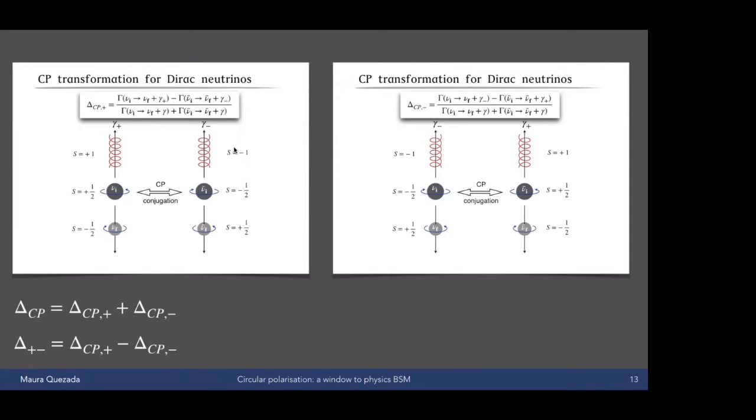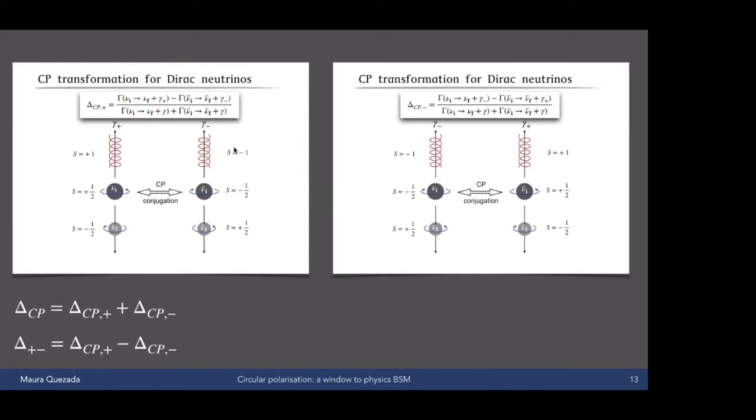And if we apply CP conjugation to this process, we will have an antineutrino, and this antineutrino will have spin minus 1/2. Because of conservation of the angular momentum along this z-axis, the photon will change polarization to minus. So that is the relationship between these circularly polarized photons and the CP asymmetry that we are looking for.